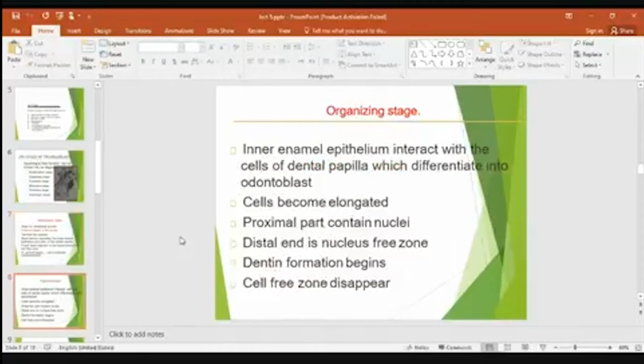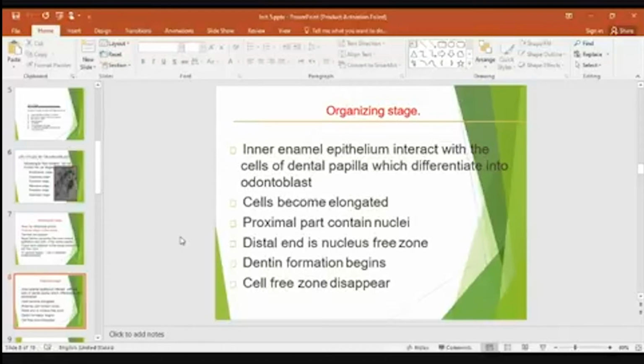We pass from the morphogenic stage to the second stage, which is the organizing stage. Organizing stage. Inner enamel epithelia interact with the cells of the dental papilla, which differentiate into odontoblasts. What did I say at the beginning? Without the interactions between cells, nothing gets produced and there is no histodifferentiation of the cells. So the inner enamel epithelia here interact with the cells of the dental papilla, which differentiate into odontoblasts. In the organizing stage, the dental papilla cells differentiate into odontoblasts. This has nothing to do with the enamel, they just received signals from the inner enamel epithelia to the cells of the dental papilla to differentiate into odontoblasts. And odontoblasts begin to secrete the predentin or dentin.